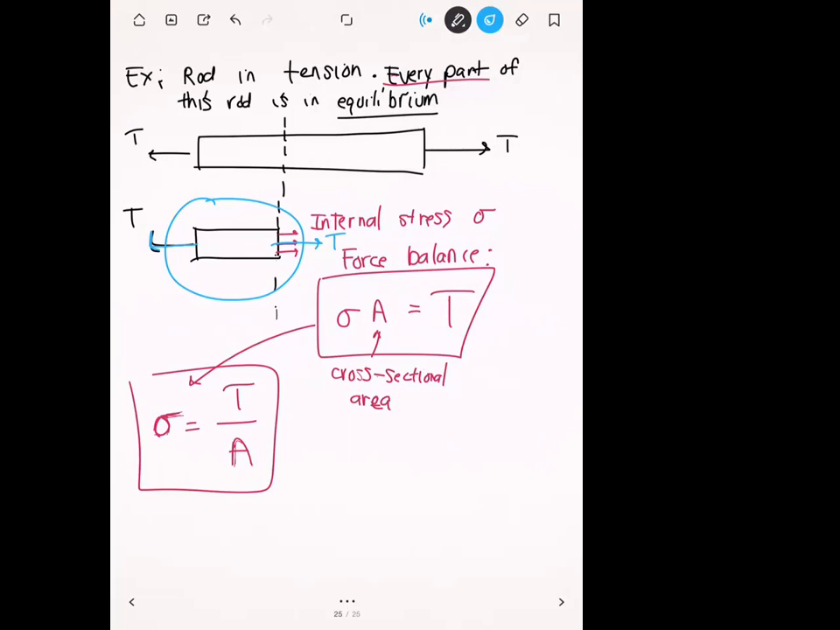Any questions on this? All right. And so now that we understand the concept of stresses and why they develop and what they are, let's go over the different kinds of stresses that we can see inside a structure.